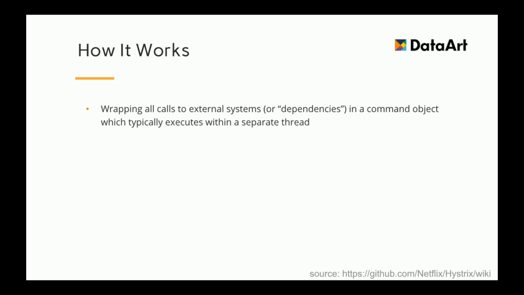And how does it work in practice? Each call to an external system, and in general each portion of the code which we need to protect, is wrapped by a command object, and this is the command pattern. These commands are executed in separate threads, and that's why we can have timeouts for those threads.